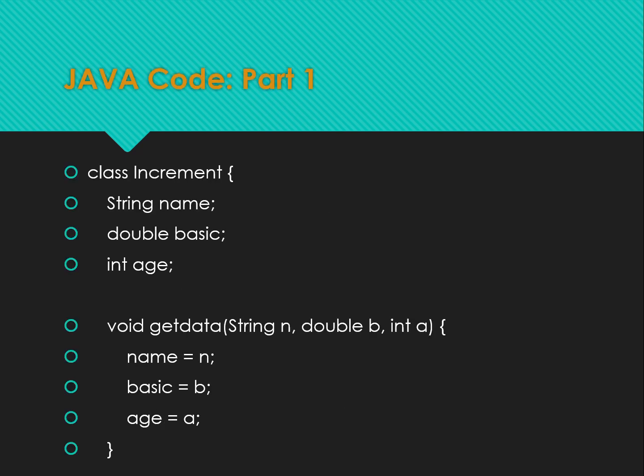Let's now begin writing the Java code. We start by declaring the class Increment. Inside the class, we define three instance variables: name of type String to store the employee's name, basic of type double to store the basic salary, and age of type int to store the employee's age. Next, we define the getData method. This method takes three parameters: name, basic salary, and age, and assigns them to the respective instance variables. This helps us capture employee details from the user.